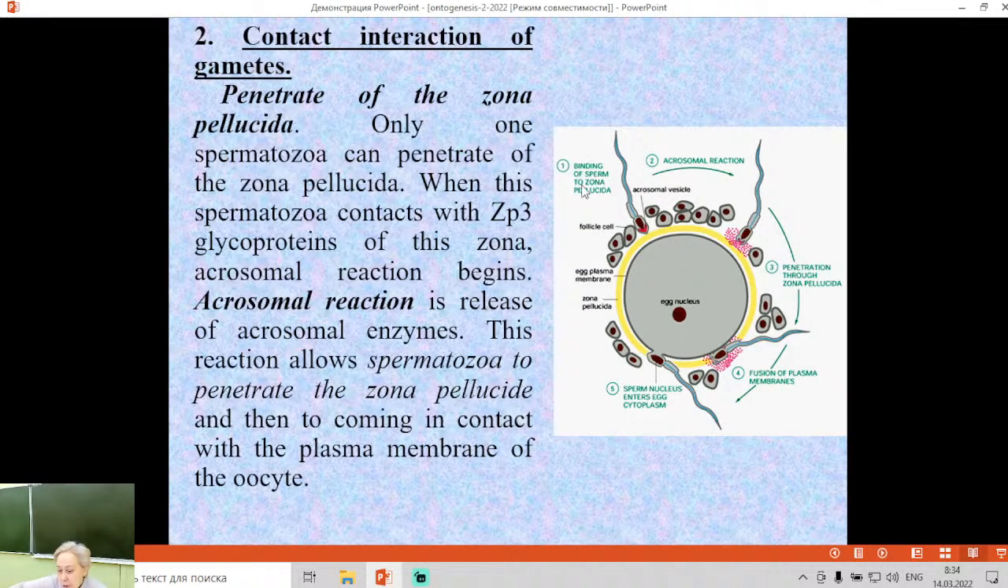And you see binding of sperm to the zona pellucida. The receptor of spermatozoa joins with the ZP3 receptor of the oocyte, the acrosomal reaction occurs, enzymes from the acrosome are released and destroy the zona pellucida, and the membrane of the spermatozoon joins with the plasma membrane of the oocyte.